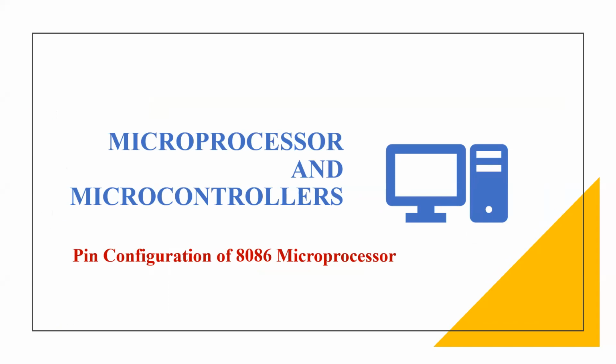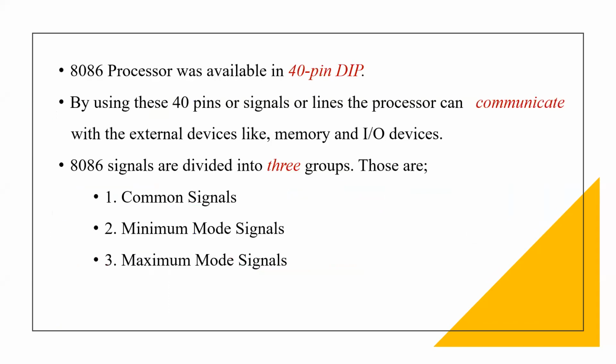In this class, I'm going to discuss the pin configuration of the 8086 microprocessor. We know that the 8086 microprocessor was available in a 40-pin dual inline package, DIP. By using these 40 pins, or 40 signals, or 40 lines, the 8086 processor can communicate with external devices like memory elements or I/O devices.